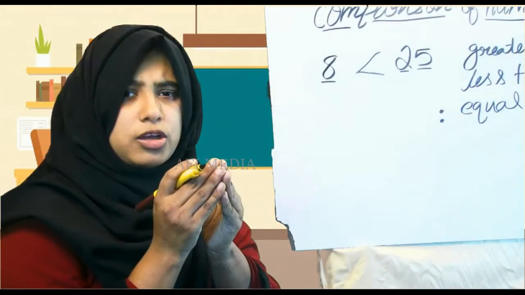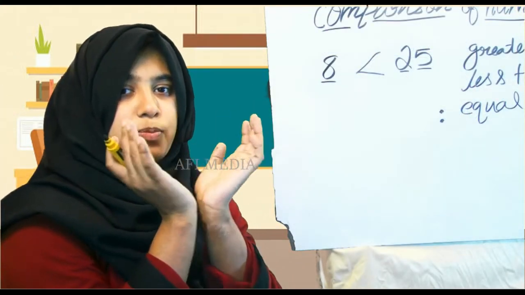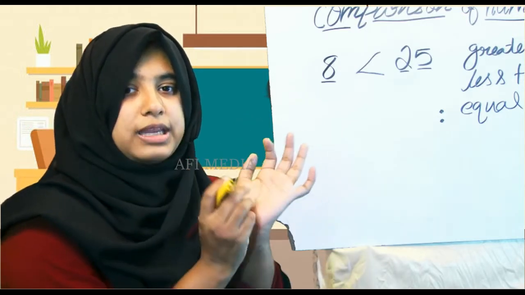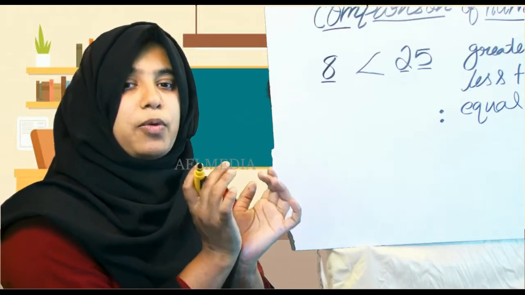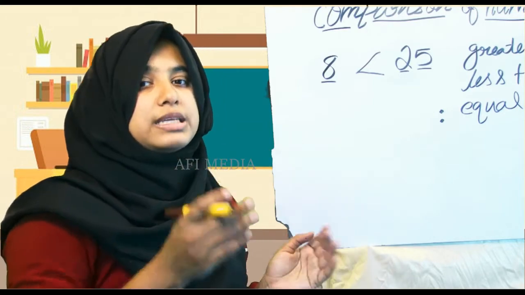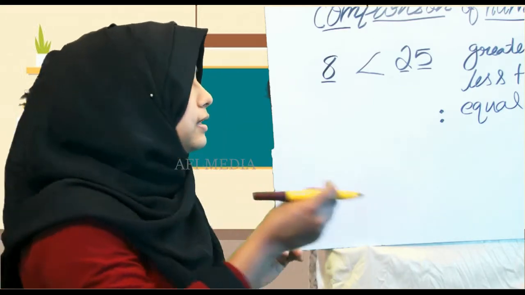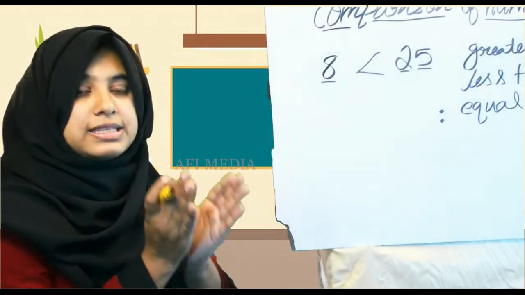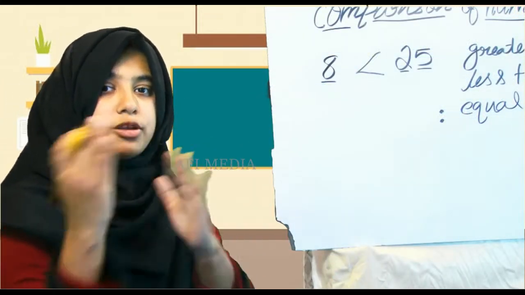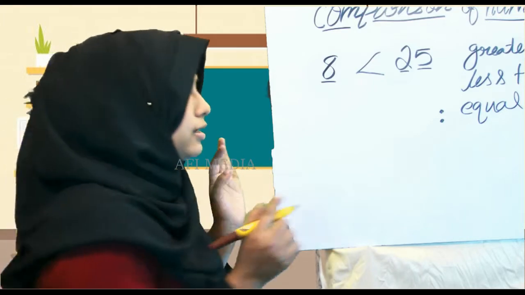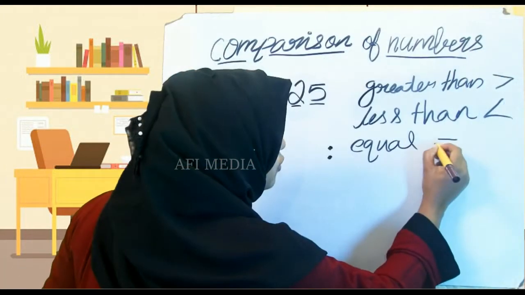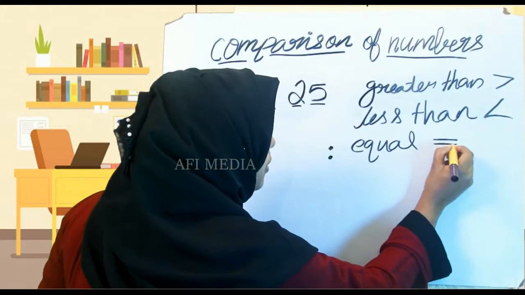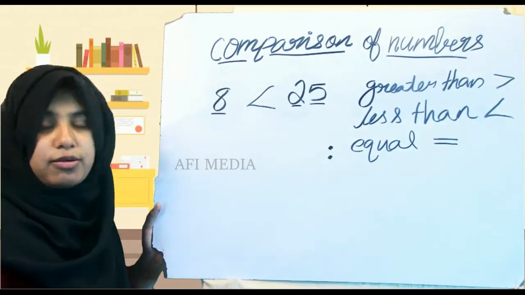Then less than is this symbol. Always the point is there. Two sides are here and one point is there. That point is towards the less number or smaller number. That is less than. And equal is always for the same numbers. 2 here, 2 here. That is equal. Two lines are there, that is equal.